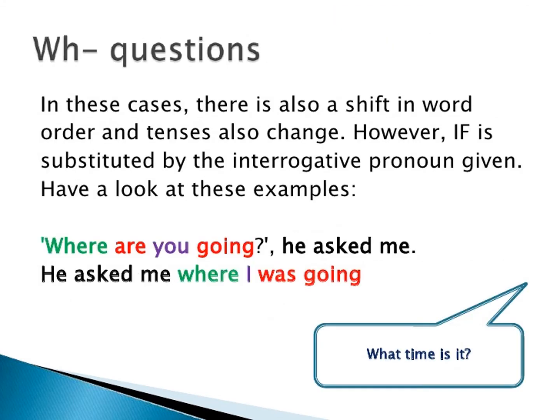Okay, in WH questions, in these cases, there is also a shift in word order and tenses also change. So we start with the subject and then the verb. However, if is substituted by the interrogative pronoun given. It means that if is not used, but we use the WH word: why, what, how old, how often.